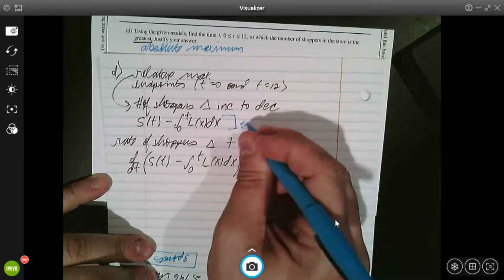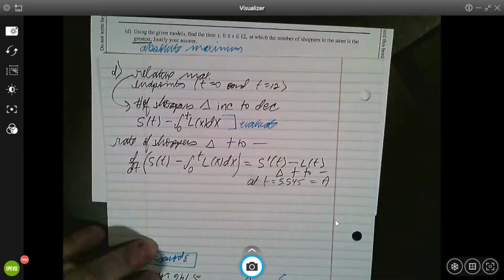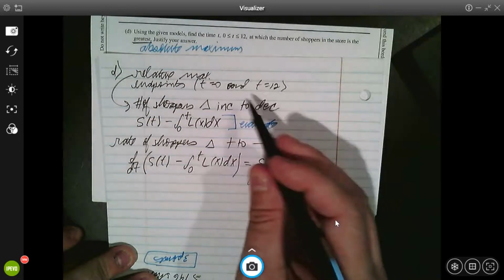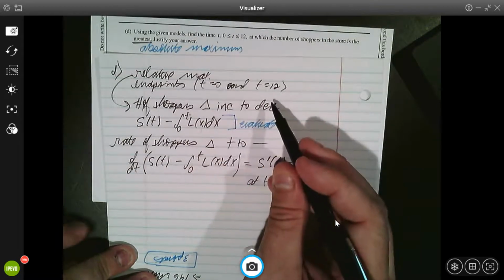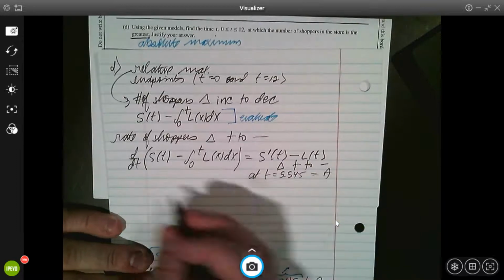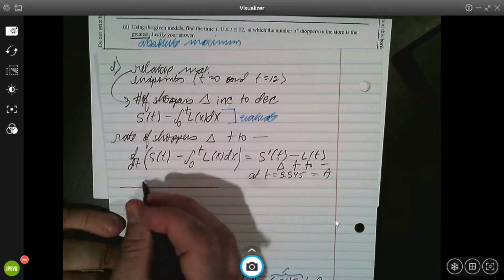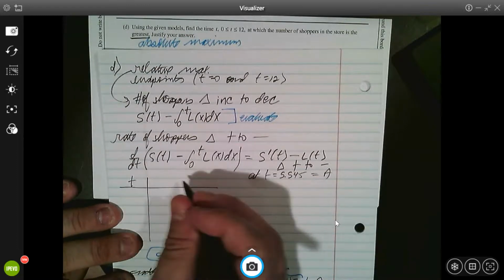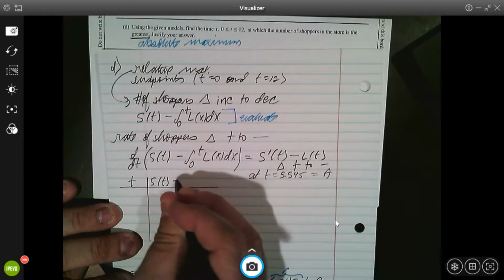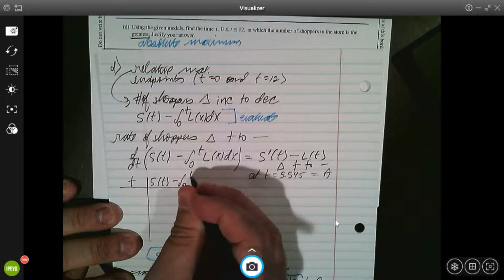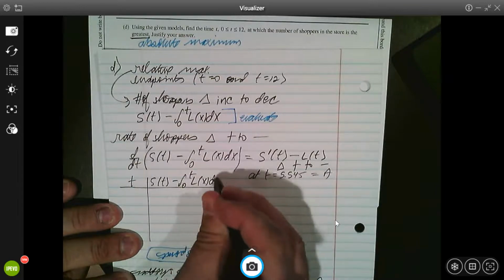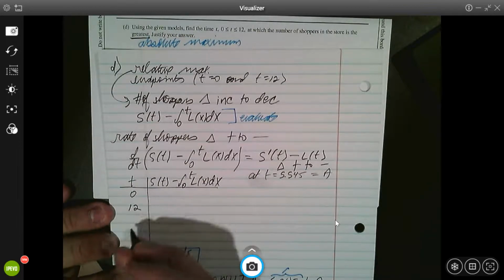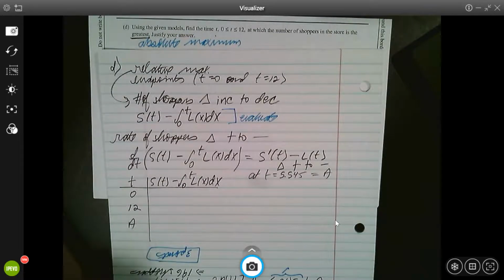What I need to do, though, is go back and evaluate this expression over here at time t equals 5.545, at my endpoint t equals 0, and at my endpoint t equals 12. Now, Mrs. Blakely at East End is a big fan of doing this, and her kids always seem to do so well. So I'm going to do this as well. Here's t, and then here's the expression s of t minus the integral from 0 to t of L of x dx. I need to evaluate this at 0, at 12, and at time A.